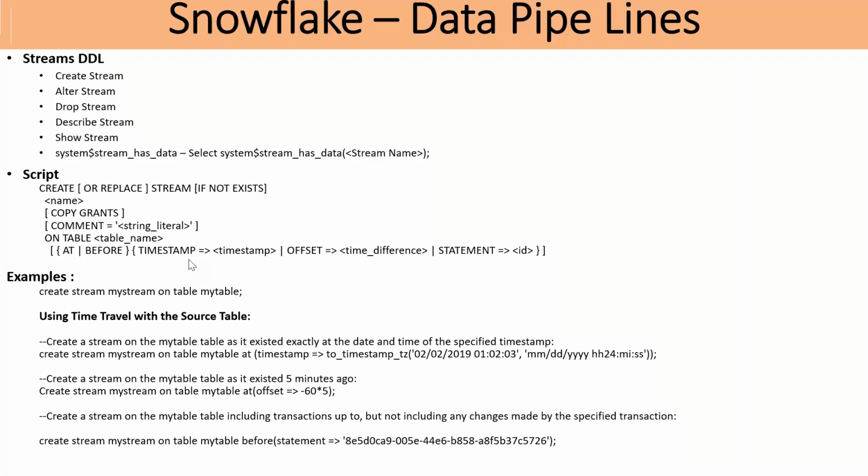So what do you mean to say? You can create a stream at a previous point of time, a previous snapshot. From there onwards, it gets all the data for you for the first time, and then later the incremental part of it.